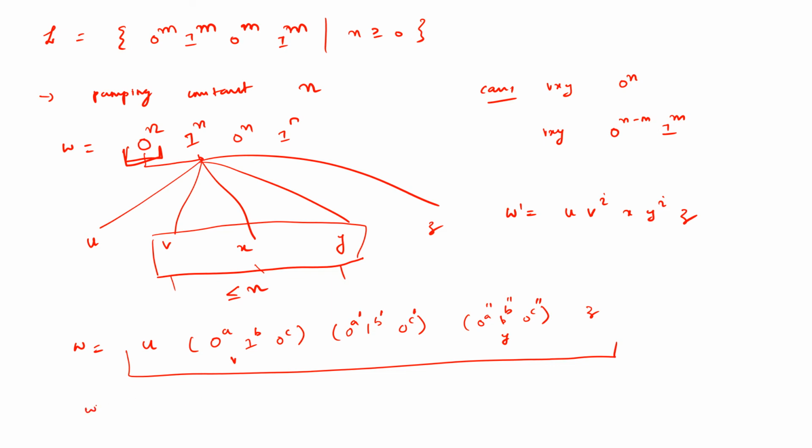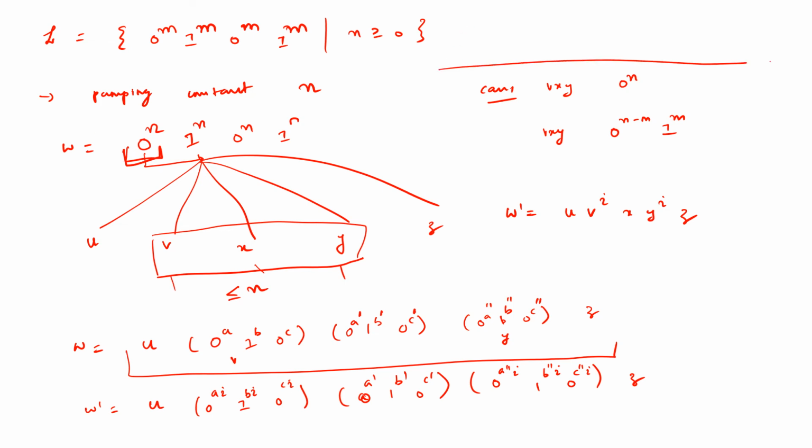Now let's pump this string. w prime will be equal to u, then if you pump v i times, you will get 0 power a times i, 1 power b times i, 0 power c times i, and x will be 0 power a prime, 1 power b prime, 0 power c prime, and y will be 0 power a double prime times i, 1 power b double prime times i, 0 power c double prime times i. I'm not getting the partition you have created here. I'm not capable of relating it with the string 0 power n, 1 power n.